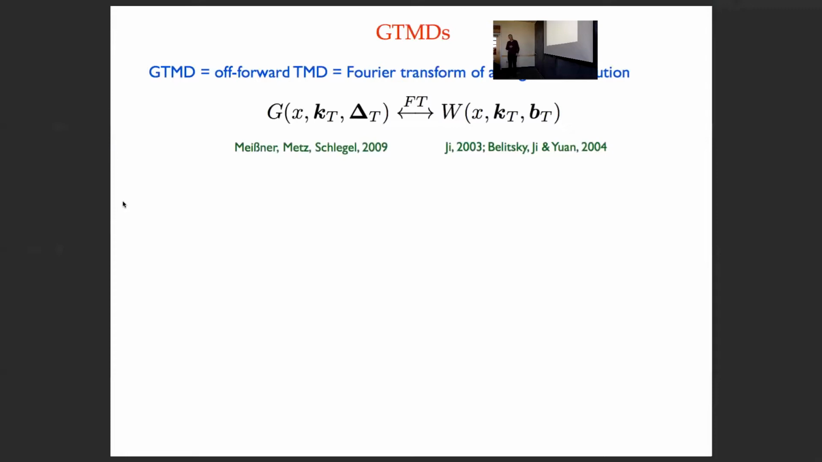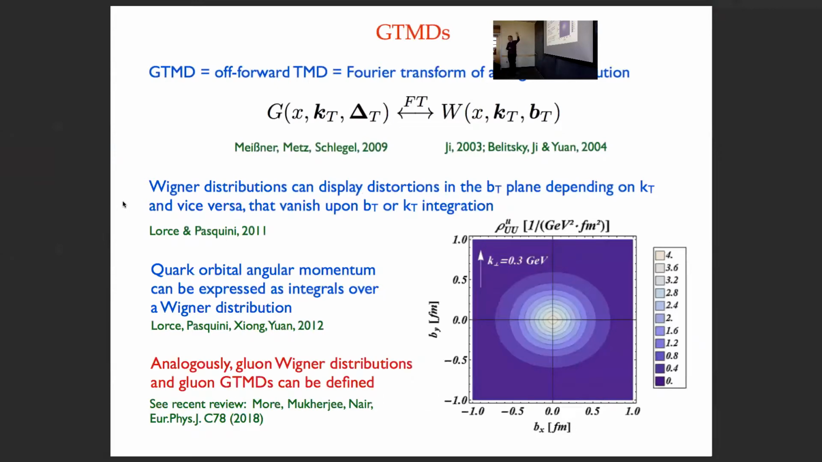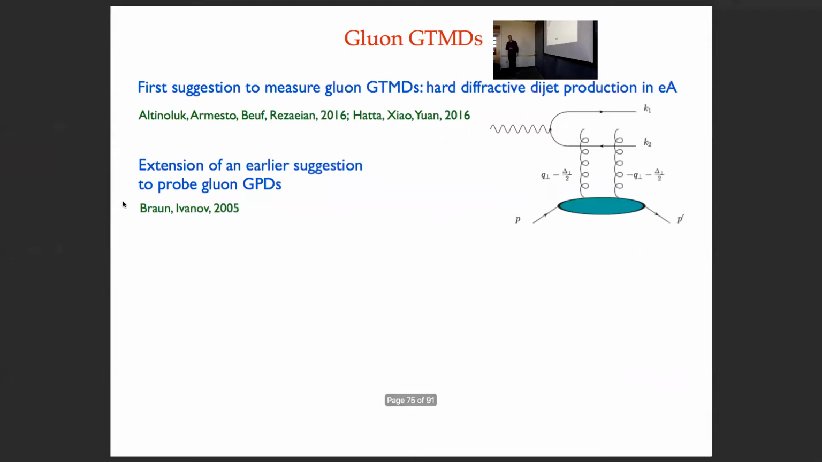So people have looked at the GTMDs, generalized TMDs, which basically means off-forward TMDs. Those are Fourier transforms of these Wigner distributions. So here are the TMDs, the GTMDs in x, kT, and this skewness, and then this is the Wigner one with kT and bT. Of course, you now have two vectors, so kT and bT are not Fourier conjugates. So you can have distortions in the bT plane depending on kT. Here's an example by Dorsey and Sweeney, and vice versa. You can relate it to angular momentum. You can have this for quarks and for gluons. This talk was about gluons, so focus on that.